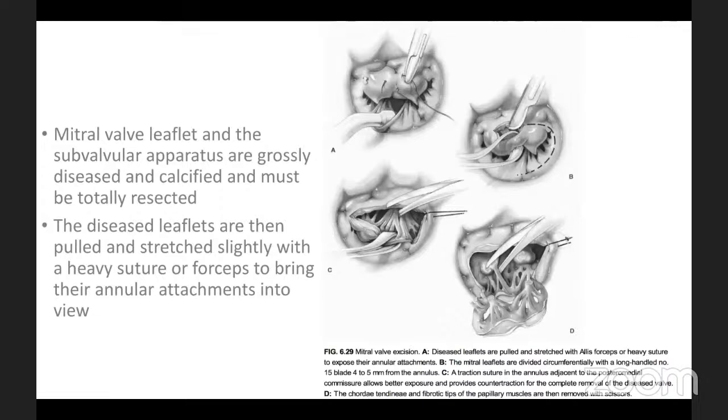If the mitral valve leaflet and the subvalvular apparatus are grossly diseased and calcified, they must be totally resected. The diseased leaflet is then pulled gently with a heavy suture or forceps to bring its annular attachment into view, so it can be resected completely.